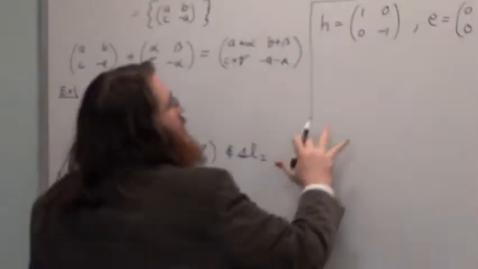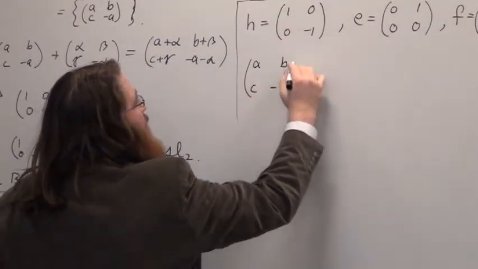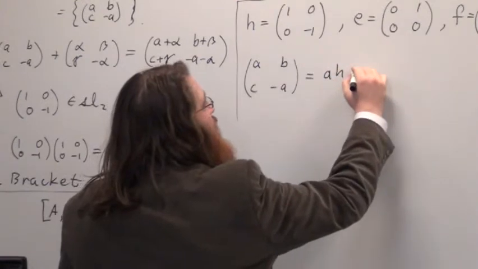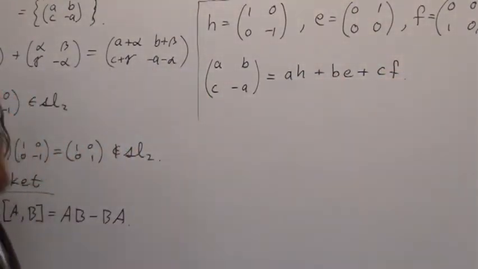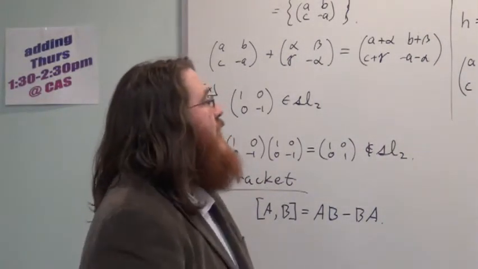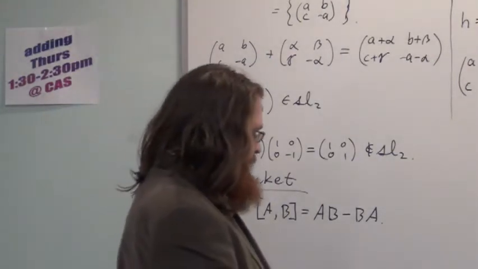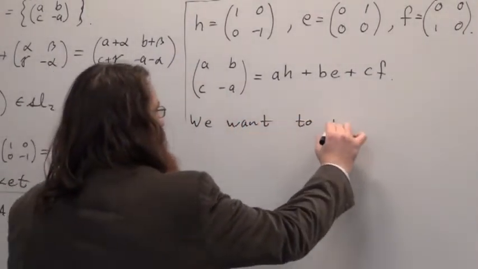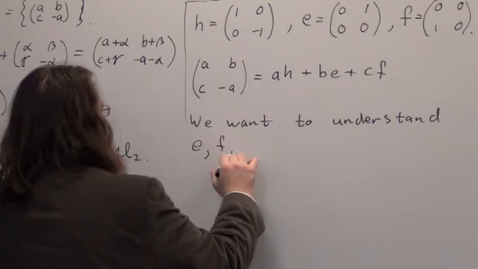Now, the reason these build everything in SL2 is that if I take a generic element, so A, B, C, minus A, I can write it in terms of H, E, and F. This is equal to A times H plus B times E plus C times F. So everything can be written in terms of these three elements, E, F, and H. So to understand SL2, what I really need to understand is what goes on in E, F, and H.